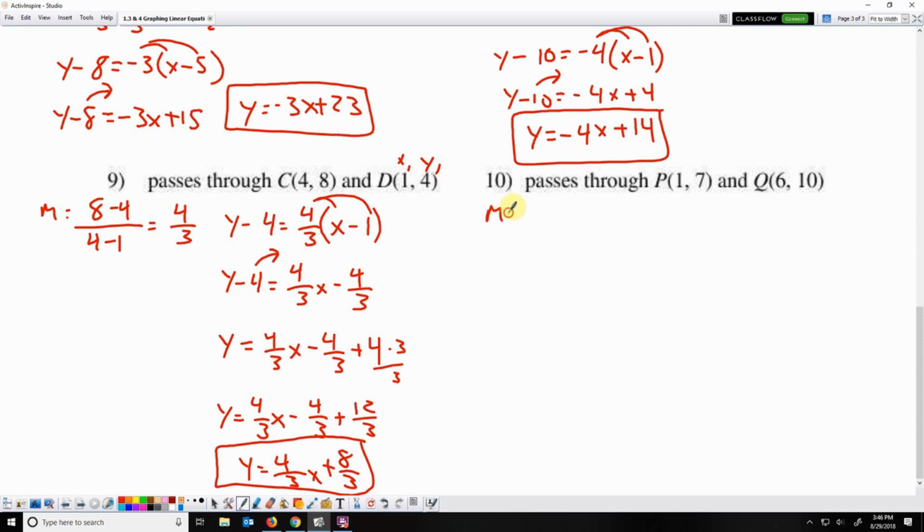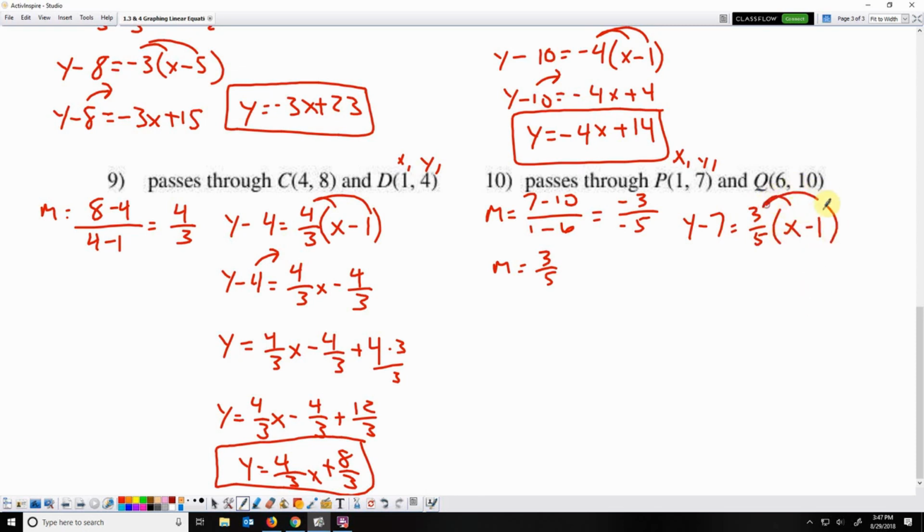And last, we start with the slope again. Y minus y over x minus x is negative 3 over negative 5. So the slope is 3/5. I'll use this as my x1, y1. So y minus 7 equals 3/5 times x minus 1. Distribute. So 3/5 x minus 3/5. And I need to add that 7.